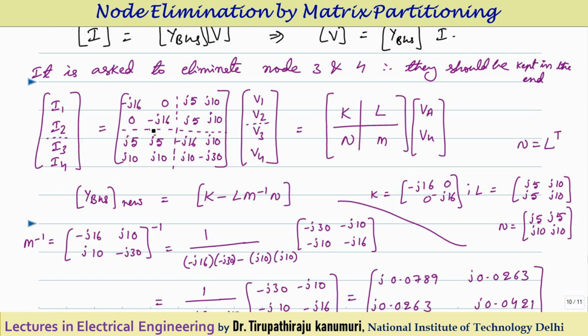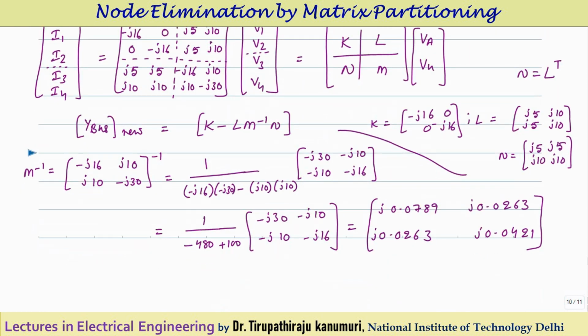So 2 is there, so I am dividing this into two parts. This is divided like this, and the matrix will be divided by 2 cross 2. And in the second one you have to observe, this will be the transpose of this one. That means this L will be the transpose of N, and this will become M. This is my K. So this is multiplied by VA and VU. I want to eliminate this VU as well as this IU. For elimination we have seen the formula Y bus new is equal to K minus L into M inverse into N.